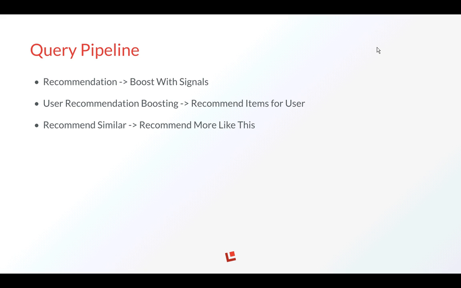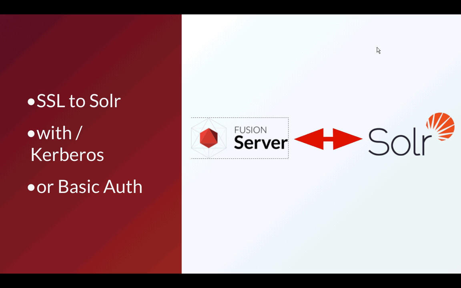Some of our favorite query pipeline stages have changed their identity. This is, in some cases, just to be more specific or accurate or avoid confusion with new functionality. In the case of recommend similar, it's to be more consistent with Solr or what people see on web pages. When you look at a web page, it doesn't usually say recommend similar. It says something like more like this. And more on the security front, you can do SSL from Fusion to Solr, and you can use Kerberos or basic auth from the front all the way to the back. How do you like them apples?